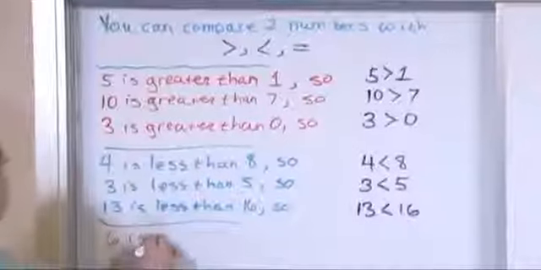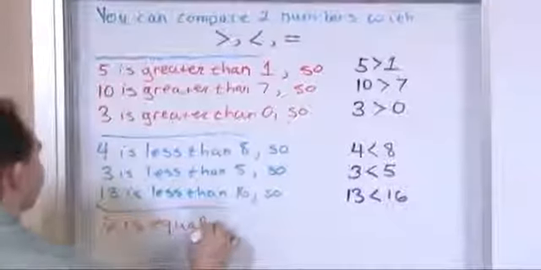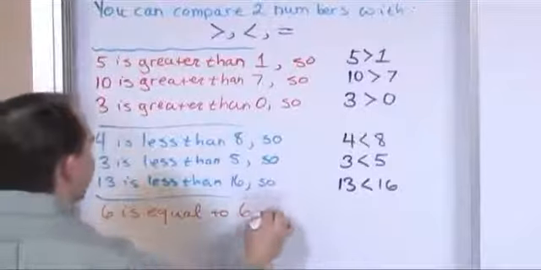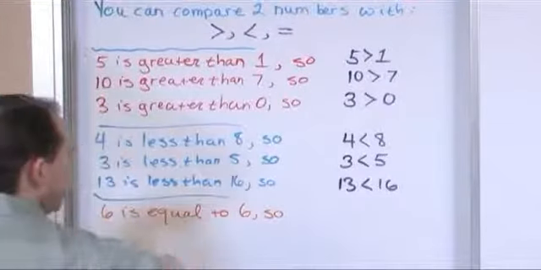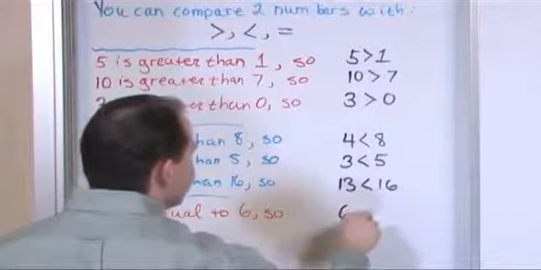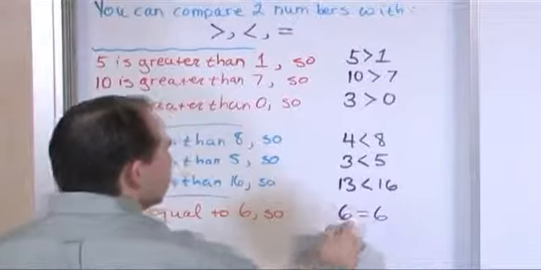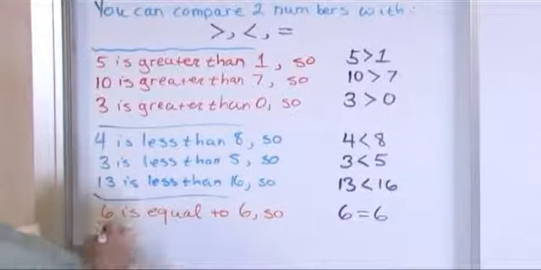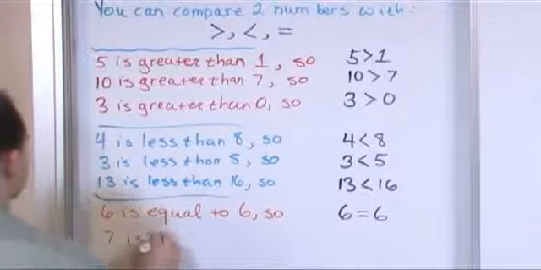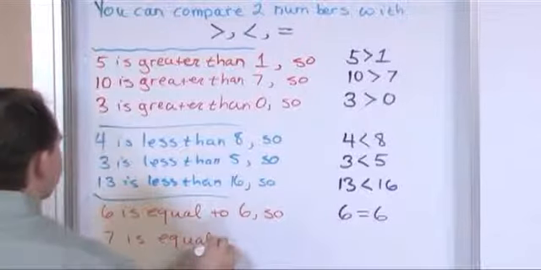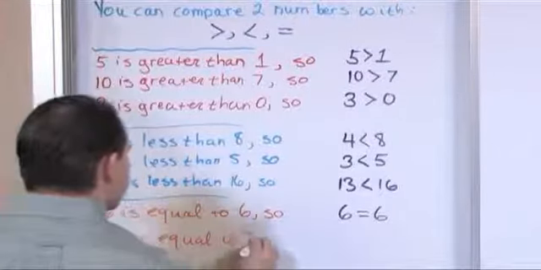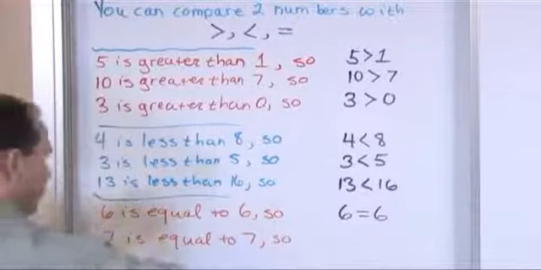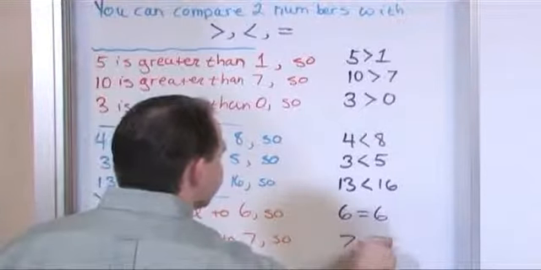6 is equal to 6. So, in this one, it's not a real problem. Most people understand this. 6 is equal to 6. The equal sign is just telling you that both sides of that are exactly the same. Let's see here. 7 is equal to 7. So 7 is equal to 7.